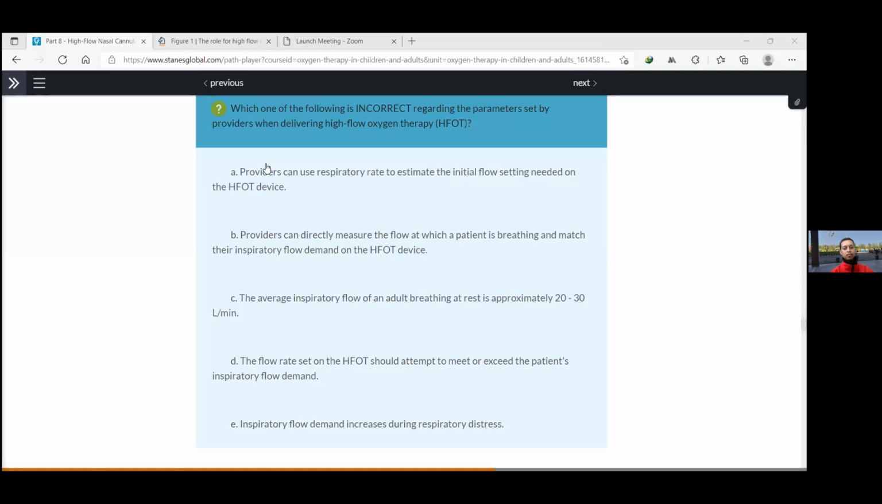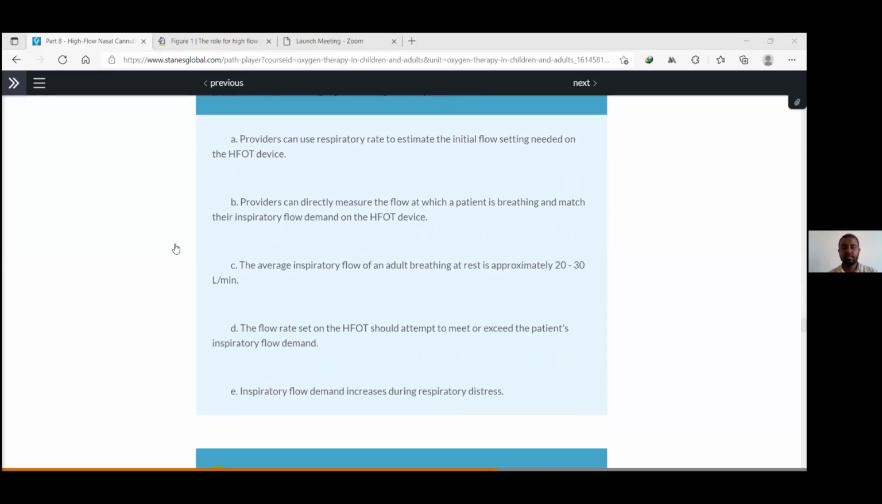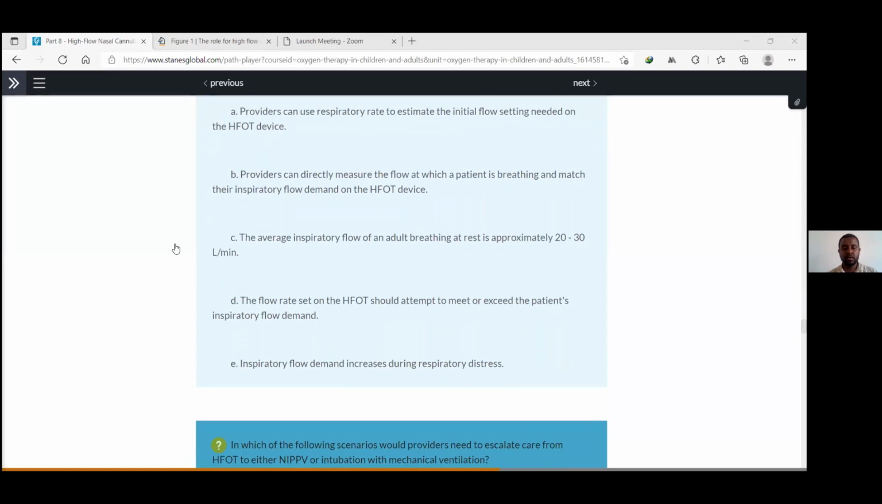So, okay, thank you all. Almost 50% is B. Yeah, choice B. That's the correct answer, the incorrect answer actually. So, as we have seen clearly on the video, currently you cannot directly measure the flow of the patient's breathing. You just estimate it by looking at the respiratory rate. You can estimate the initial flow setting starting on that. So we don't have a direct measure for the flow. The other choices are correct.